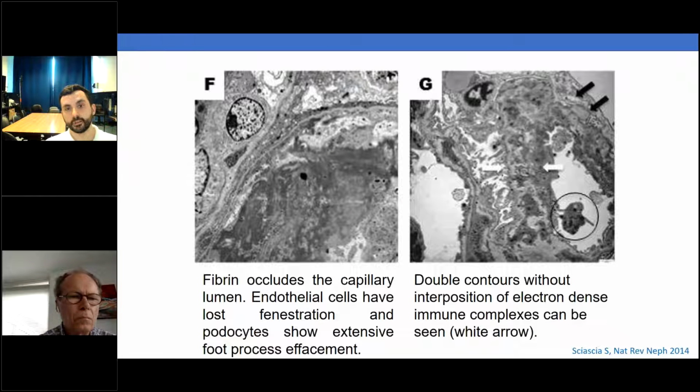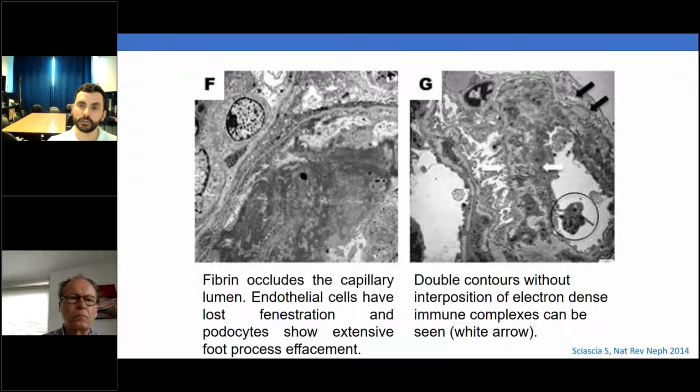If you are lucky to have also electron microscopy to explore those patients, we might find features similar to those that I'm sharing with you at this moment. Like in the panel named F, we have fibrin occluding the capillary lumen, with the endothelial cells losing the fenestration and podocytes showing foot process effacement. Or on the other side, we find a double contour without, and this is again important, interposition of electron-dense immunocomplex.